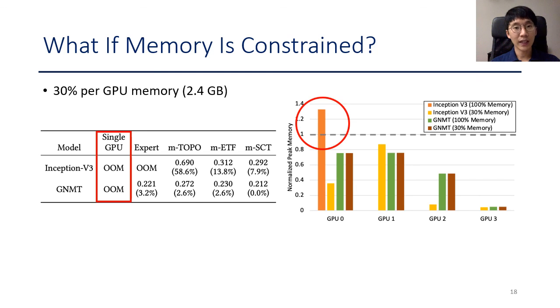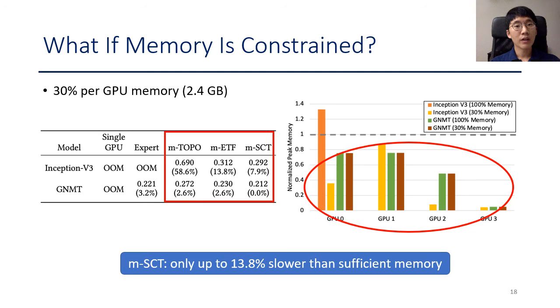In this case, ML models do not fit a single GPU. With the expert's placement, Inception V3 is out of memory. GNMT is successful with a little slowdown. Baechi finds feasible placement with all proposed algorithms. With MSCT, the slowdown compared to the sufficient memory case is only up to 13.8%.